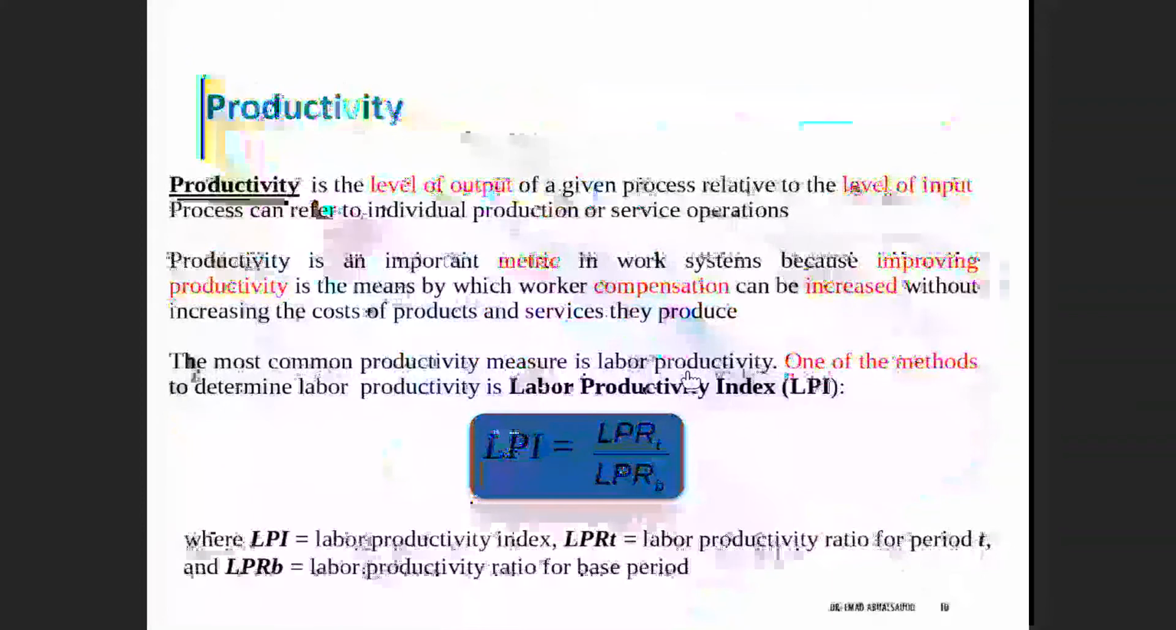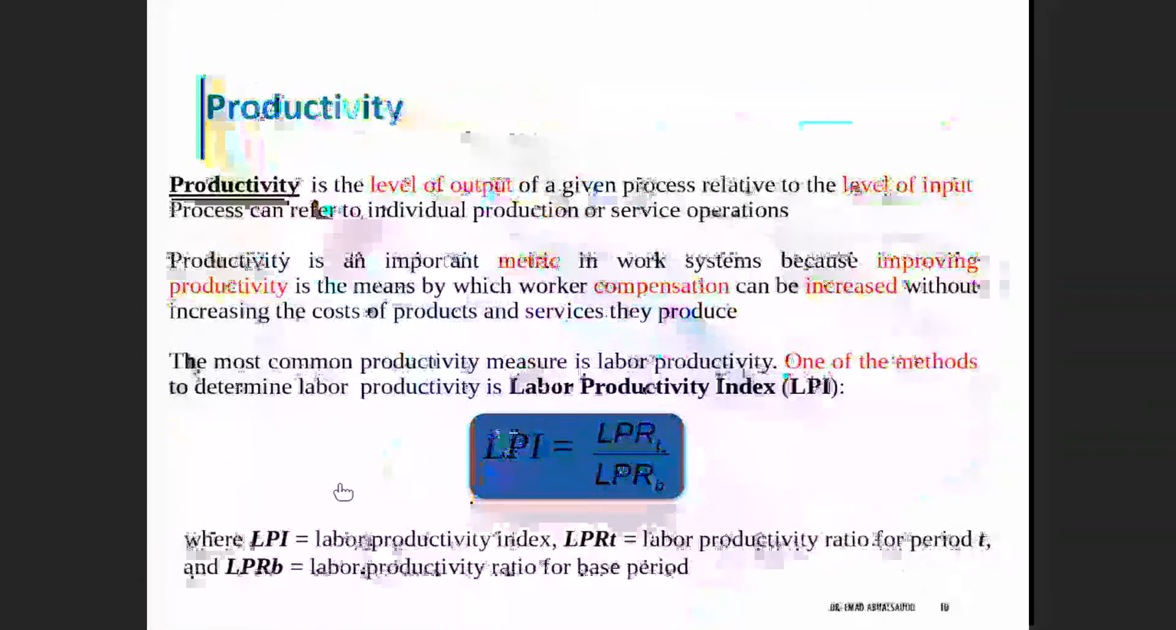So that's why the most common productivity measure is labor productivity. One of those methods that determine labor productivity is called the Labor Productivity Index, LPI. There are other methods that measure human or labor productivity. This is only one. You will learn maybe others in the work study course. LPI equals LPRT over LPRB. This is a very basic and simple method you will learn today, just to touch the base of this work study under the area of human factors and safety.